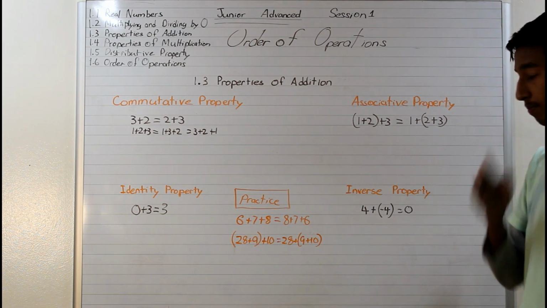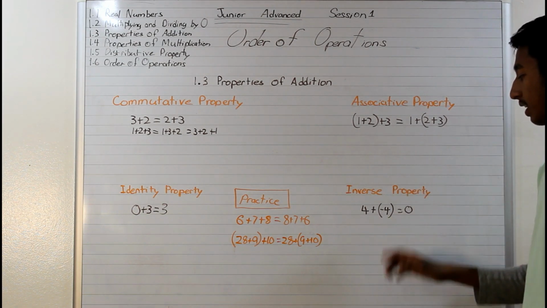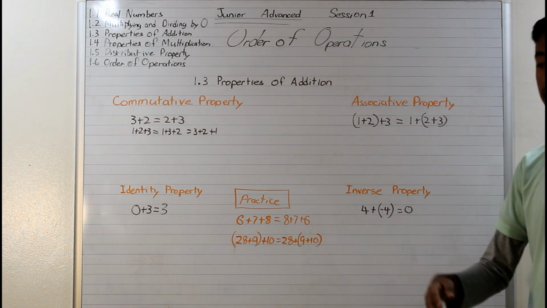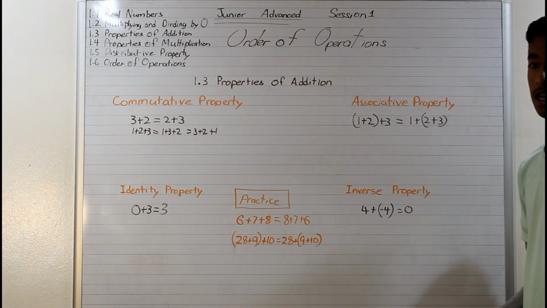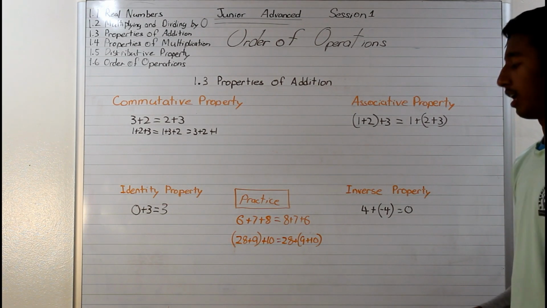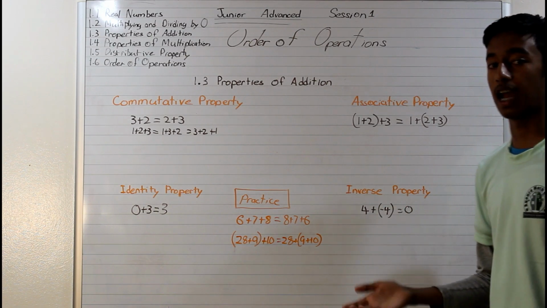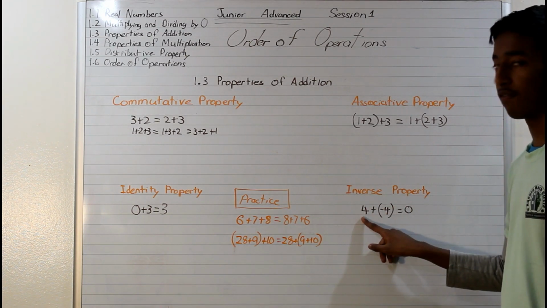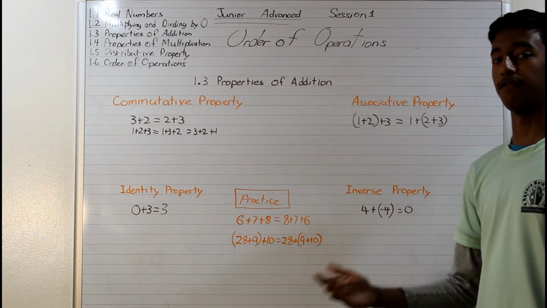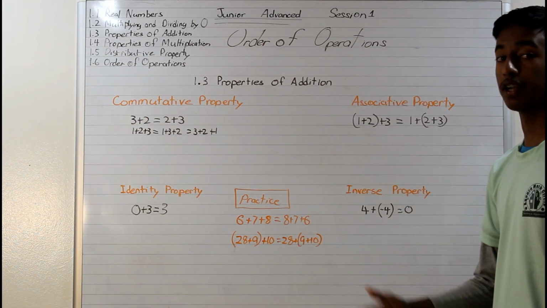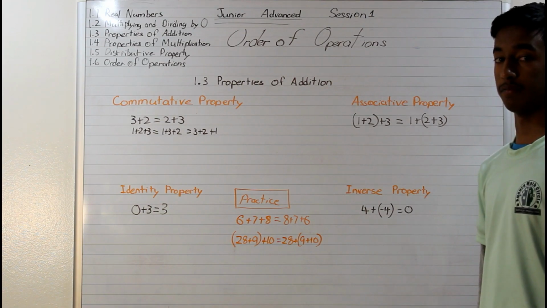Finally, the inverse property. The inverse property states that if you take a number and you add it to its inverse, you get 0. The definition of inverse here is the opposite of the original number. By opposite, I mean the negative. So if we have 4 here, if we put a minus sign in front of it, it becomes negative 4, and therefore when you add 4 to negative 4, you get 0.